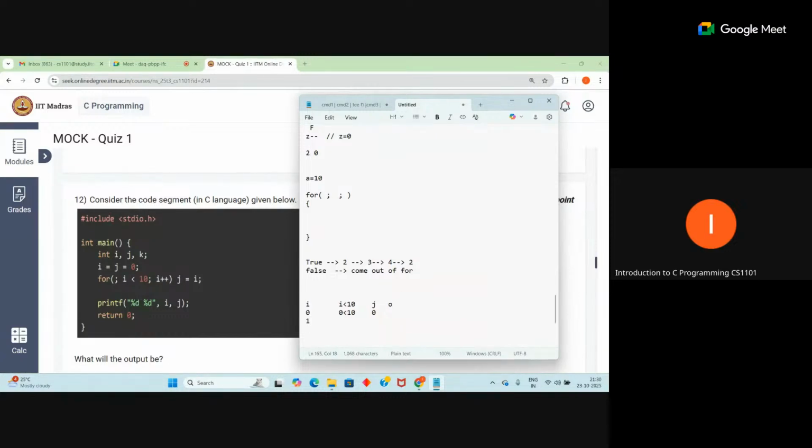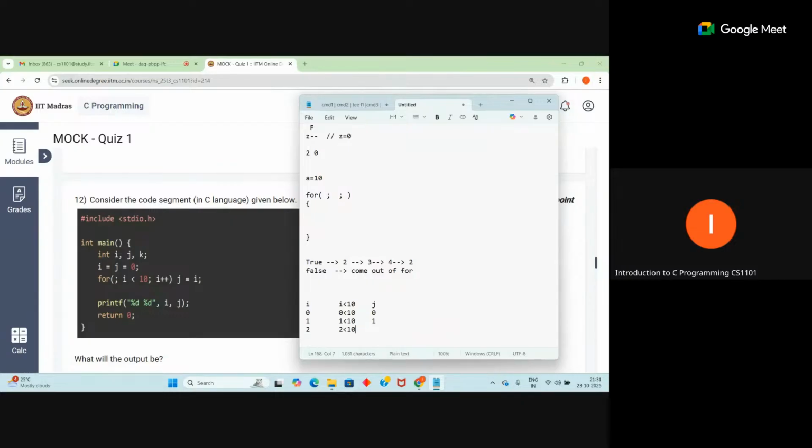So there is no output in the loop. Next, again it will check the condition, 1 less than 10, which is true. So J is initialized with the I value. The I value is now 1, so J will become 1. And then I gets incremented, and it checks 2 less than 10.